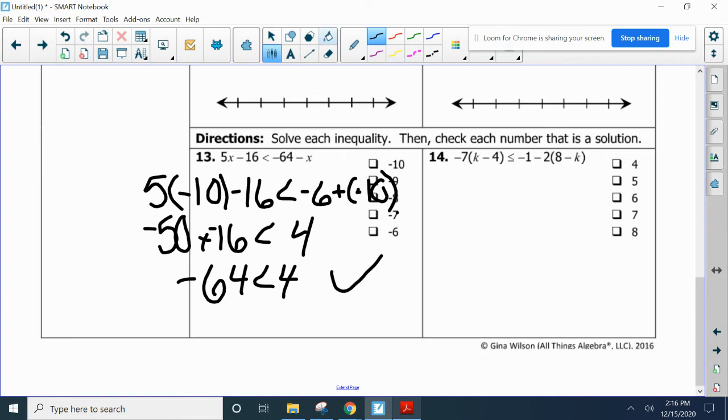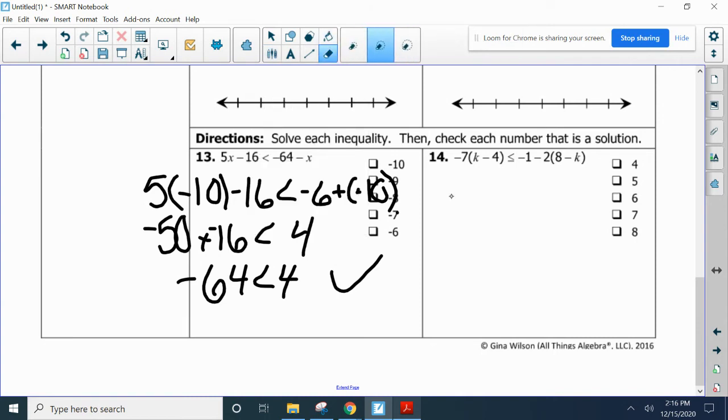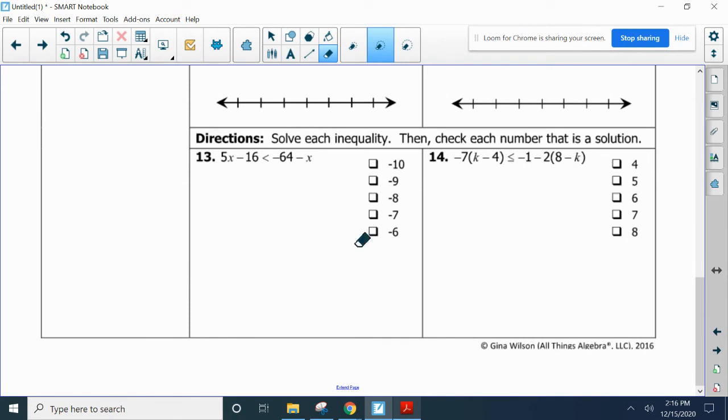No, I don't. So what I would recommend doing on these ones is solving them. So I want you to pause this, and I want you to go ahead and solve this inequality, and then we will go through the process of determining whether or not it is true.